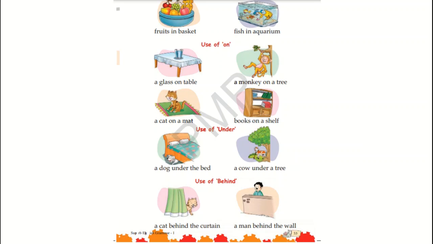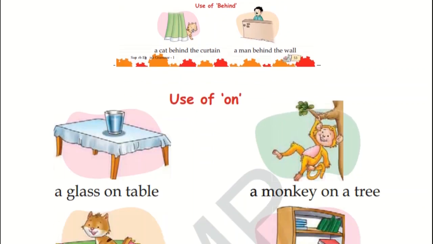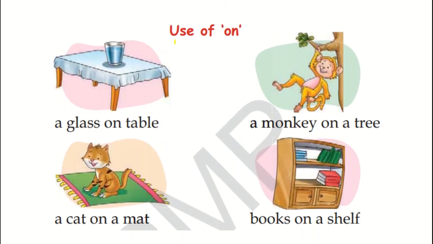Now children, see page number 53. Let us see some examples wherein we will learn the use of on. A glass on table. A monkey on a tree. A cat on a mat. Books on a shelf.